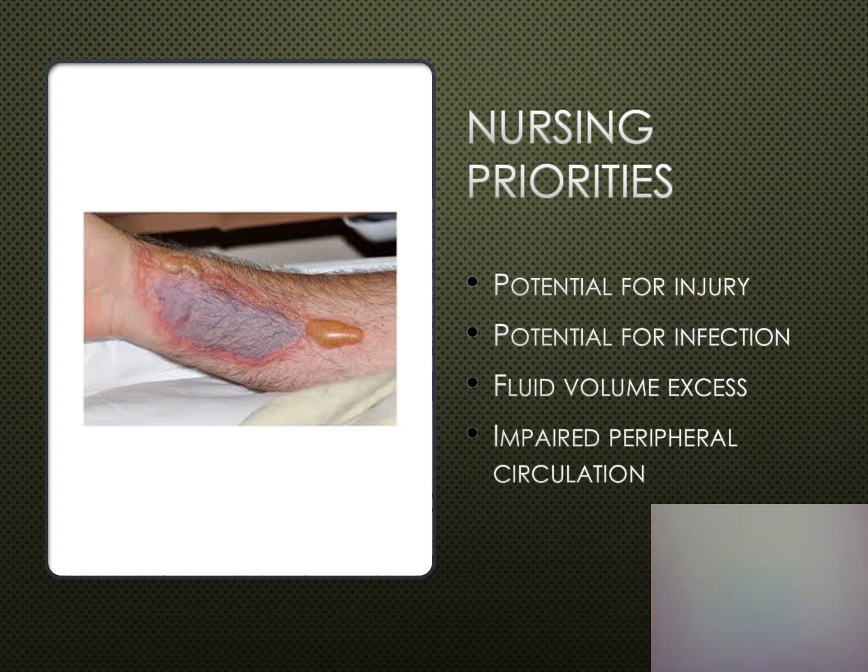So these are the nursing priorities that can have the most impact on the client that receives IV therapy. The potential for injury includes trauma, infiltration, and extravasation. Potential for infection is from the cannula irritation, medication irritation, or non-adherence to the aseptic technique. Fluid volume excess can occur in clients that have impaired renal or cardiac functions, or basically any client that has an infusion who does not receive appropriate monitoring. And impaired peripheral circulation can occur from emboli or thrombi.